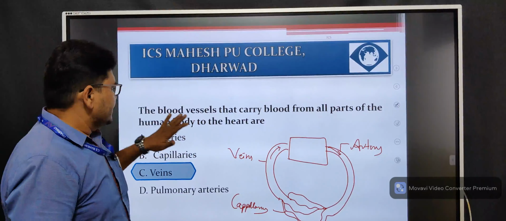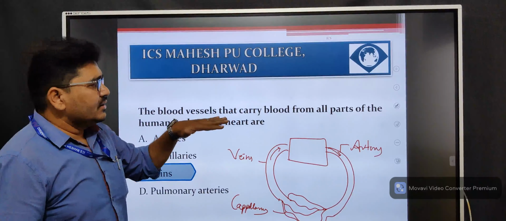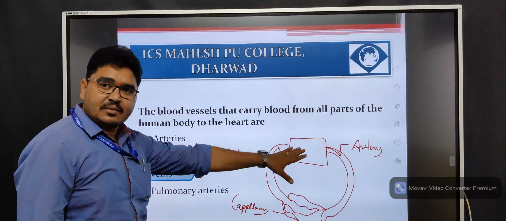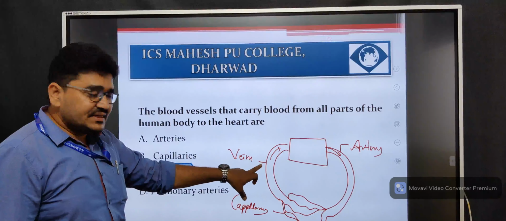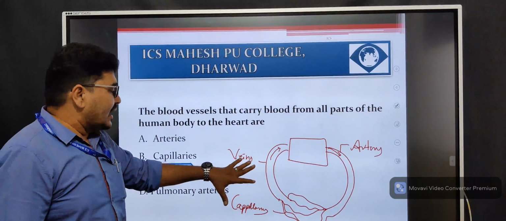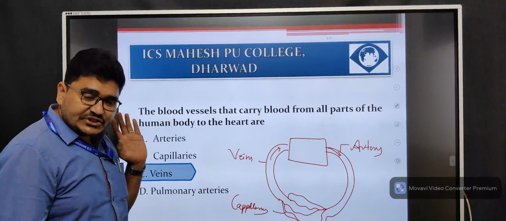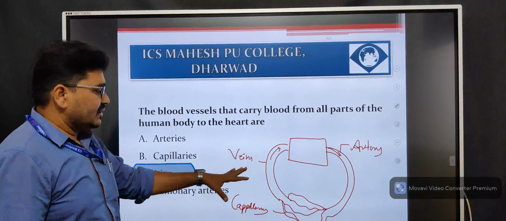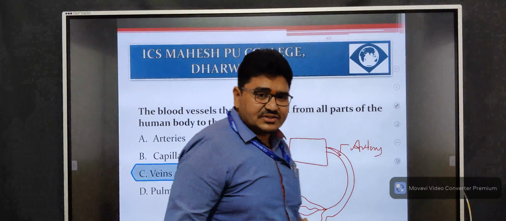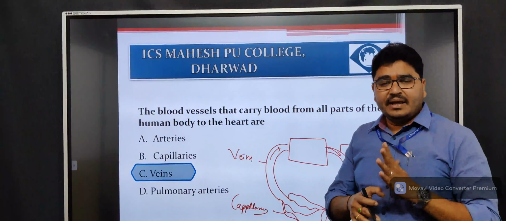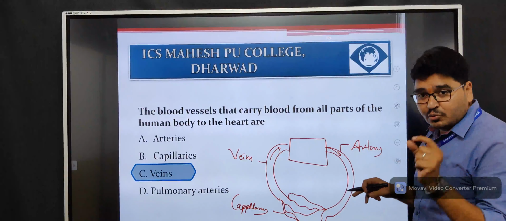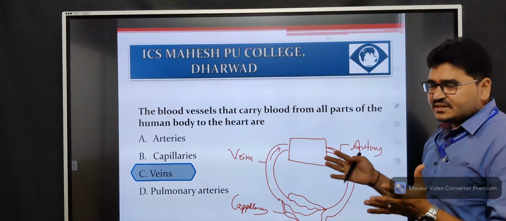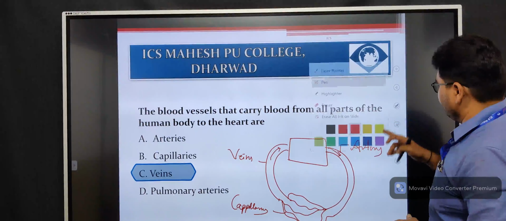So the question is, a blood vessel that carries the blood from all parts of the human body to the heart. To the heart means veins. These veins are the blood vessels which carry the blood to the heart. That is the reason we have studied why arteries are comparatively thicker than veins. The artery wall is very thick, veins are comparatively thin. What is the reason and all that, we have studied in the theoretical part.